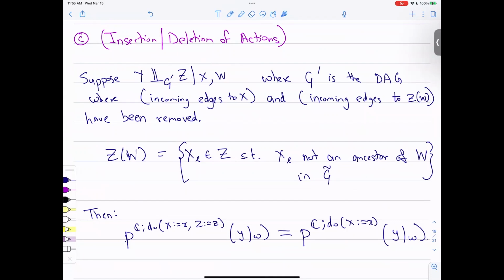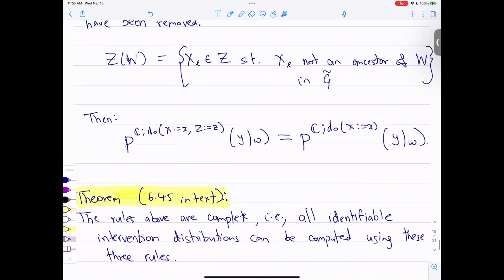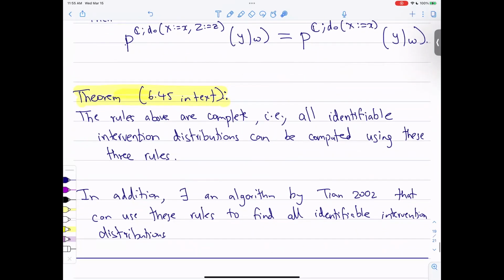It's so messy, even the insertion and deletion of actions, as it's called. It relates worlds in an even more bizarre manner. Okay. Suppose the point is these rules are complete, meaning all identifiable intervention distributions can be computed using these three rules. Okay, that's the punchline. And there exists an algorithm by Tian 2002 that can use these three rules to find all identifiable distributions.